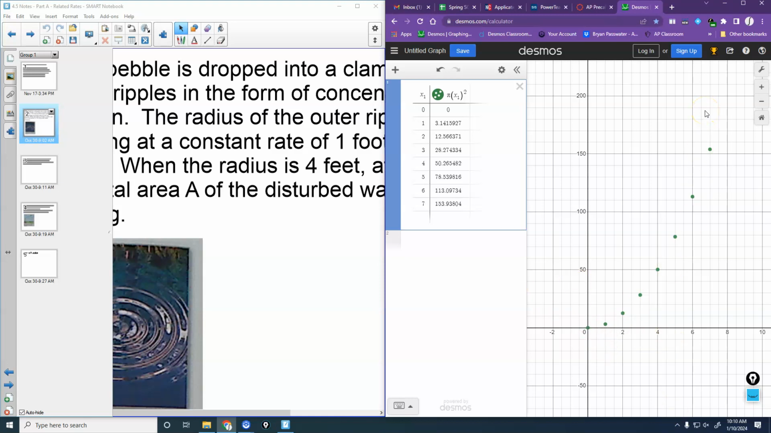Which it should be, because my formula for area is a quadratic function. So while my radius changes at a constant rate, my area is not going to be changing at a constant rate. If I look at the rate of change of the area at 1 foot, it's not going to be the same as it is at 4 feet, right? So this is a related rates problem, because while those two quantities are related, they're not just the same.